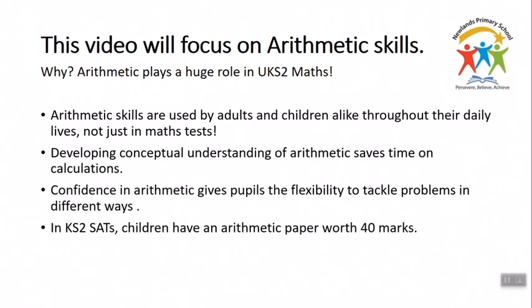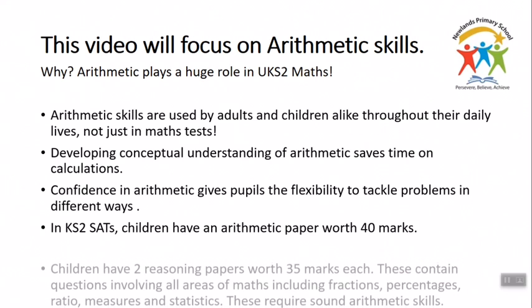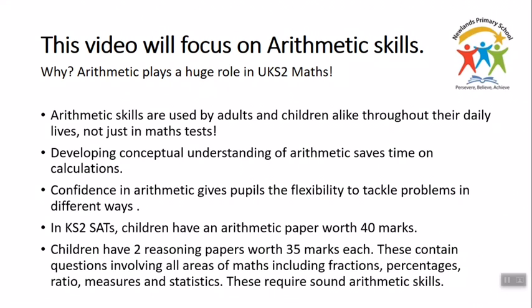In Key Stage 2 SATs, children have an arithmetic paper worth 40 marks. And in SATs, children have 2 reasoning papers, each worth 35 marks. These contain questions involving all areas of maths, including fractions, percentages, ratio, measures, and statistics. These require sound arithmetic skills.